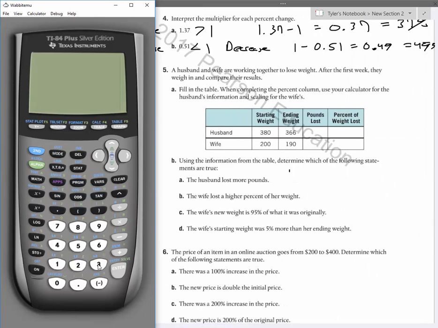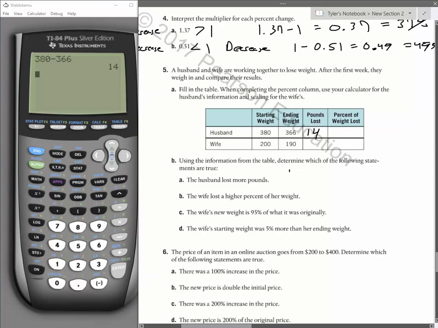So if we just take 380 minus 366, we get 14. So we lost 14 pounds, the husband, and then do the same thing: 200 minus 190, that's just 10. You can plug that in if you want. And then we're trying to calculate the percent of weight lost. So I started out at 380, so this is my initial, and this is my final.